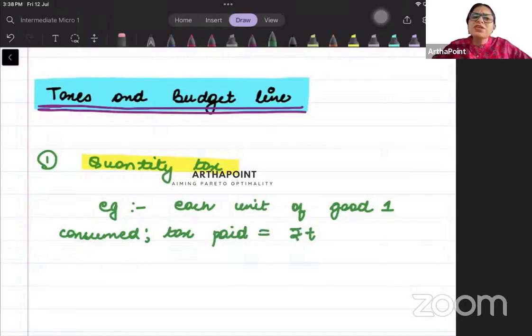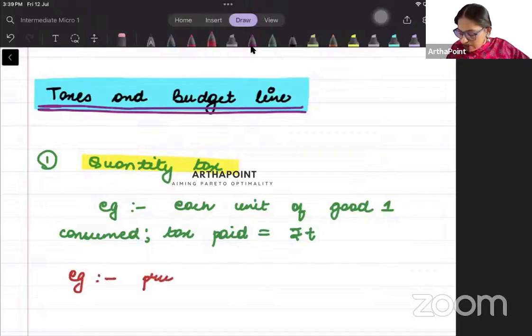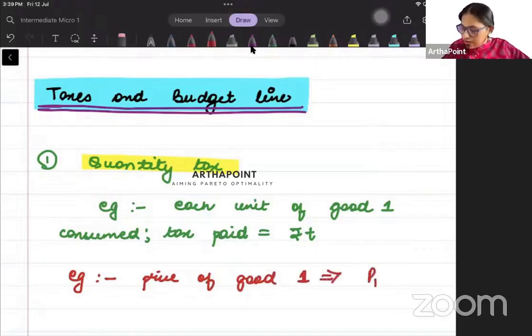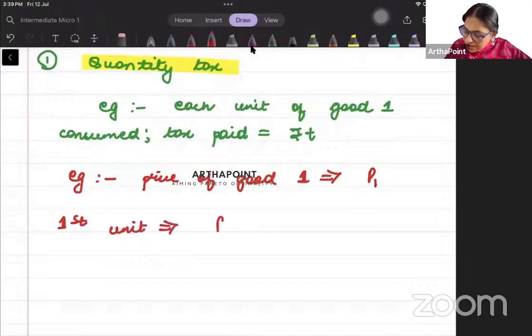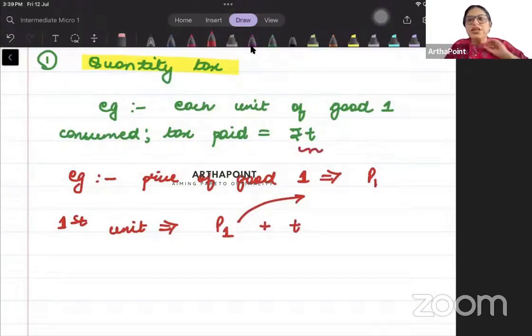So, इसका क्या मतलब है? What does this mean, beta? It means that for every unit of the good that you consume, आपको T rupees tax देना पड़ेगा. So, for example, suppose price of good one P1 है. When I consume the first unit, जब बेटा मैंने एक unit consume किया, I am paying P1 as the price of good one plus I am paying T rupees as the tax on each unit I am consuming. So T is the tax I am paying.